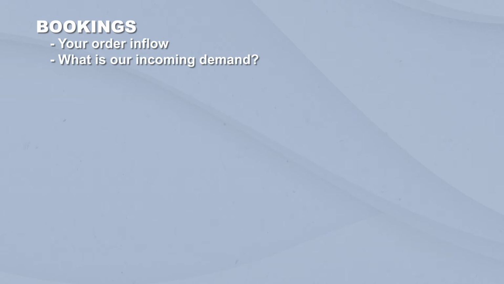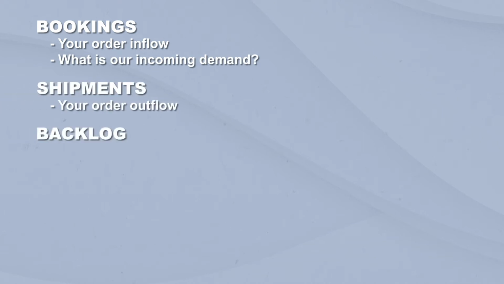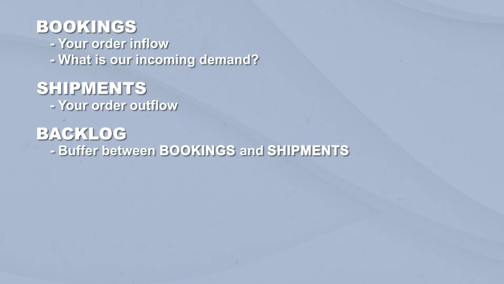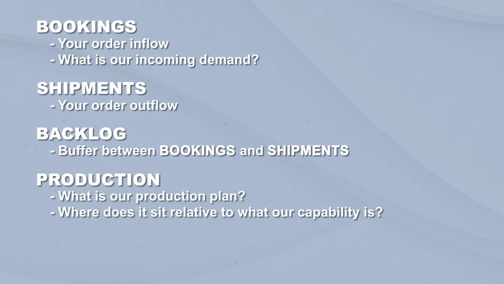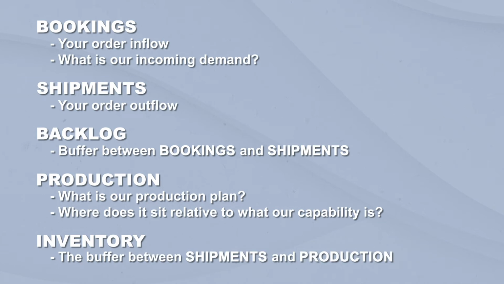So these 5 elements are bookings, which is your order inflow. What is our incoming demand? We have shipments, our order outflow. We have our backlog, which really is the buffer between bookings and shipments. We have production. What is our production plan and where does it sit relative to what our capability is? And finally, inventory, which is the buffer between shipments and production.